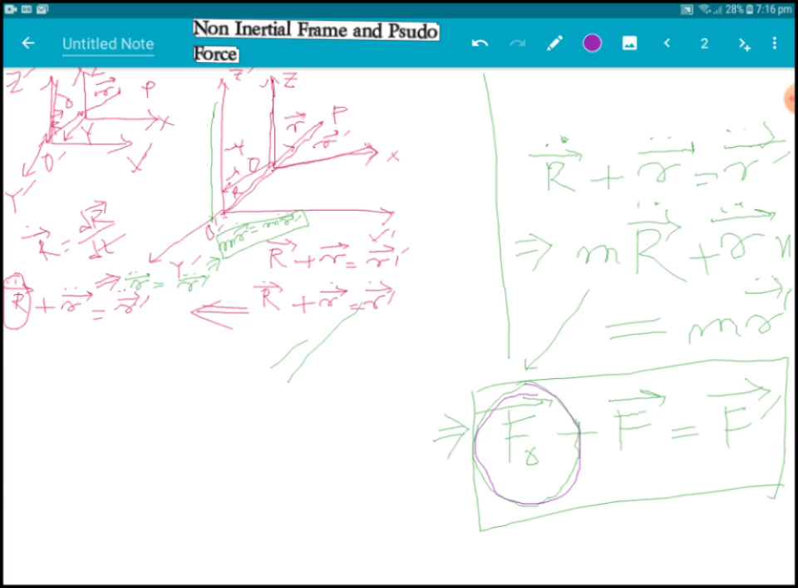If we have to equate F and F dash, then we have to subtract the F naught term from the left hand side of the equation. This F naught term is known as the fictitious force, which is related only to a non-inertial frame of reference. Sorry, it is not non-uniform, it is the non-inertial frame of reference.